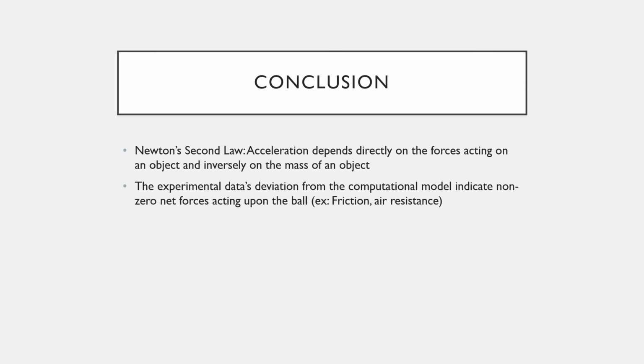In conclusion, an object at constant velocity experiences no acceleration, since the net forces acting upon the object equal zero. The computational model illustrates the ball's motion under ideal conditions of no net forces. The experimental data, however, deviates from this. And this deviation from the computational model indicates that there are non-zero net forces acting upon the ball in the real world. Some examples of these forces would be friction.